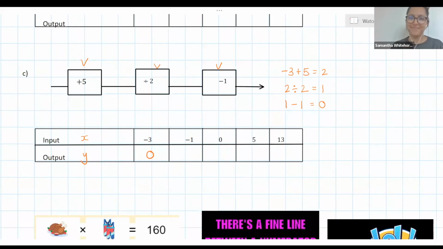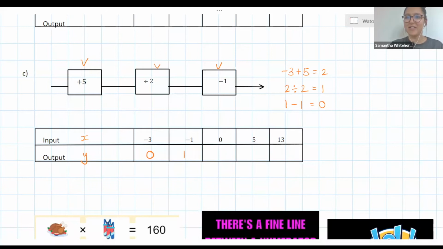It will be 1. Excellent. Do you want to walk us through the steps? Yes, because I add negative 1 plus 5, which gives me 4. Good. And then 4 divided by 2, which is equal to 2. Then 2 minus 1, which is equal to 1. Excellent. Well done. Fantastic. Thank you very much, ma'am.